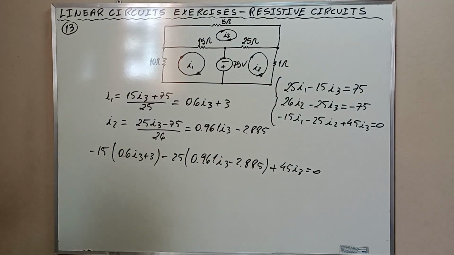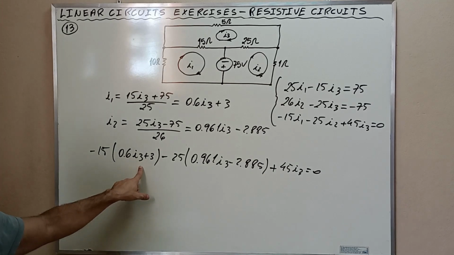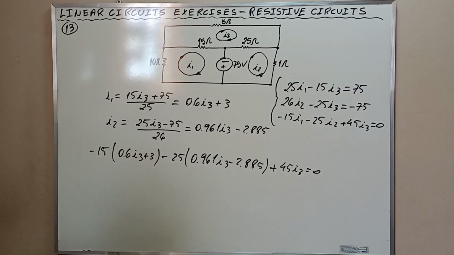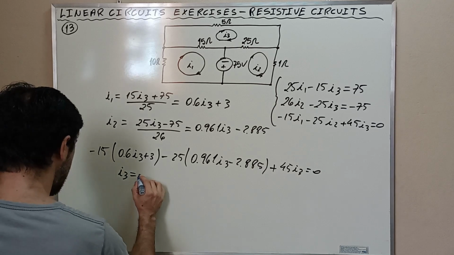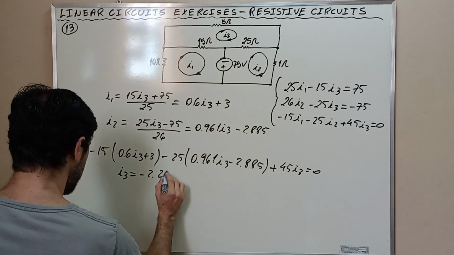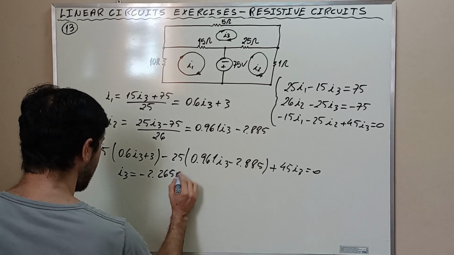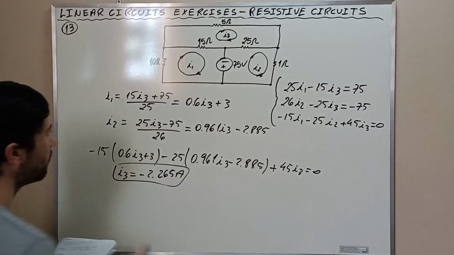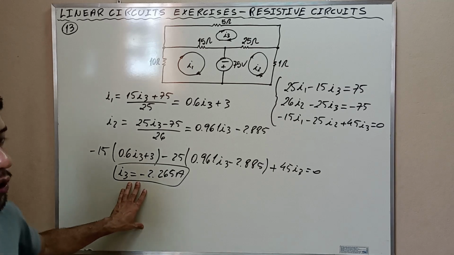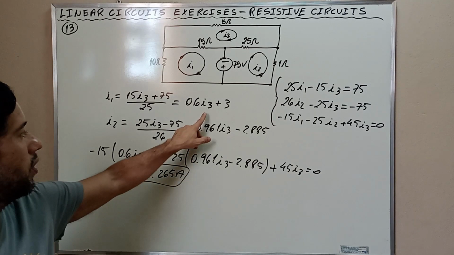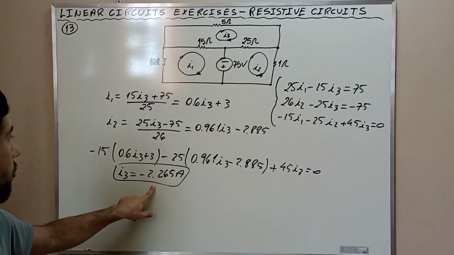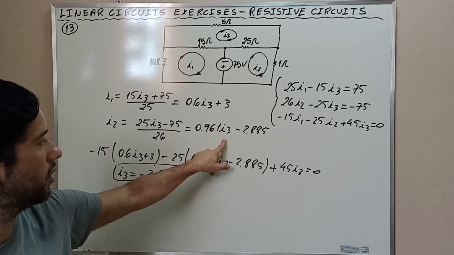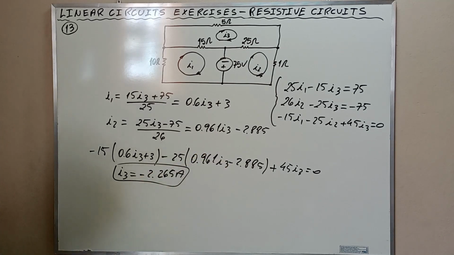And in this way, okay, we have an equation with only one variable. We can calculate it, use simple mathematics, and we find that I3 is equal to negative 2.265 amps. Okay, my friends, this is the value of I3. Now that we know I3, we can substitute this value here, and we are going to find the value of I1. The same will be done for I2. We take this value, we substitute here, and we find the value for I2.